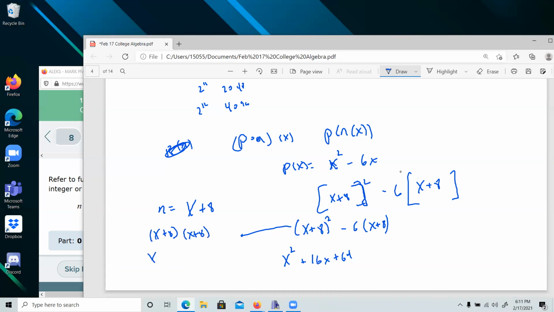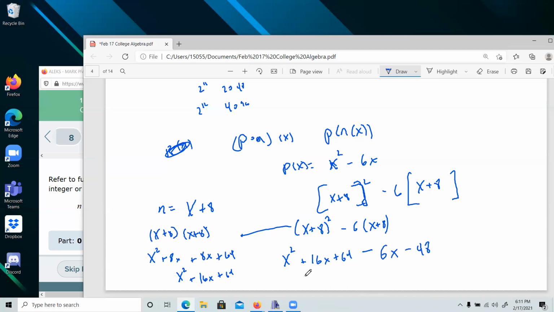So x times x is x squared. We have an 8x, we have a second 8x, and we have a 64. So it's going to be x squared plus 16x plus 64. And then minus, and don't forget this minus has to visit both of them. So minus 6x minus 48.